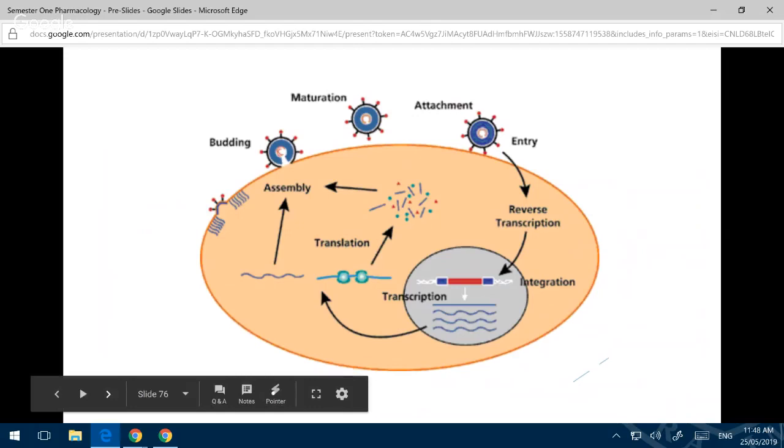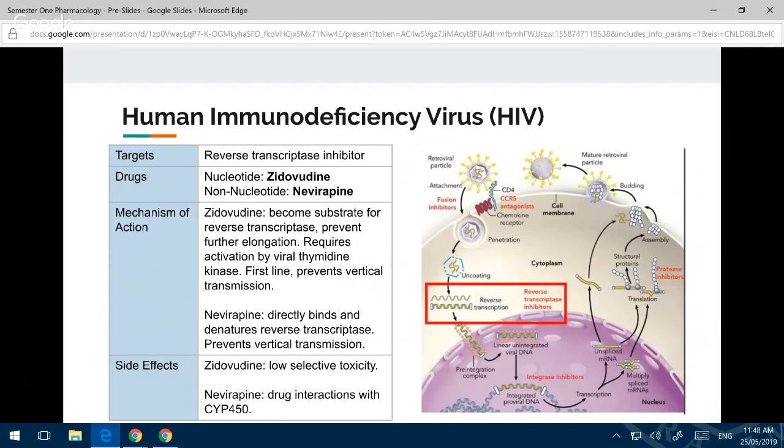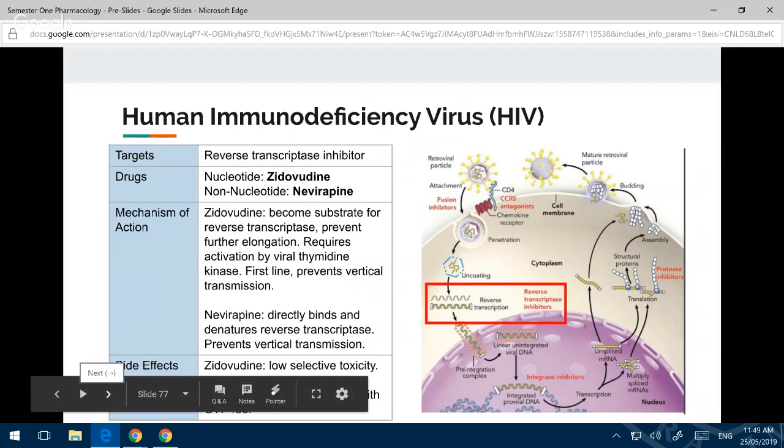Okay, so firstly, the HIV drugs, we have zidovudine, which is a nucleotide, and the non-nucleotide reverse transcriptase inhibitor is nevirapine. So zidovudine becomes a substrate that prevents elongation and requires activation by that kinase again. It is typically the first line drug and it prevents vertical transmission. And while nevirapine also prevents vertical transmission, it has a different mechanism of action in that it directly binds and denatures that transcriptase. Side effects listed down below.